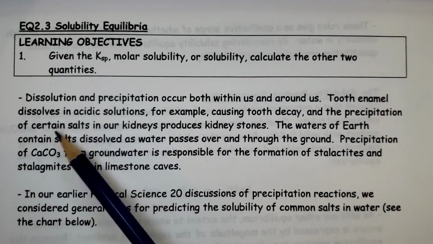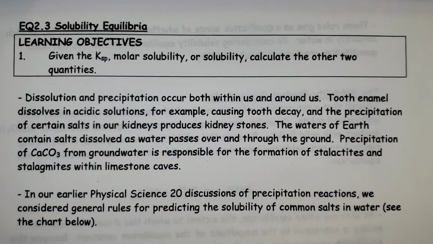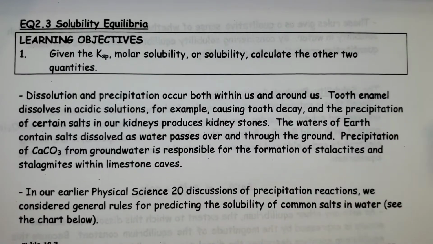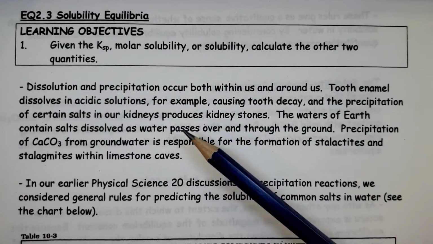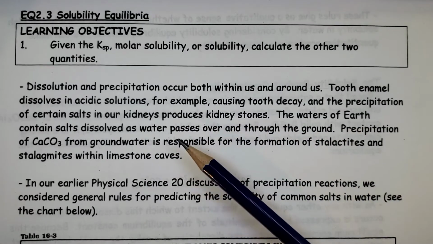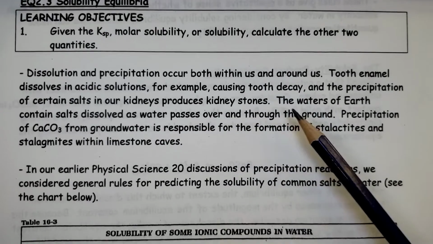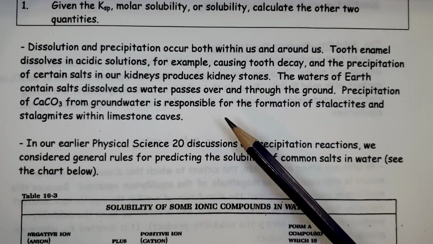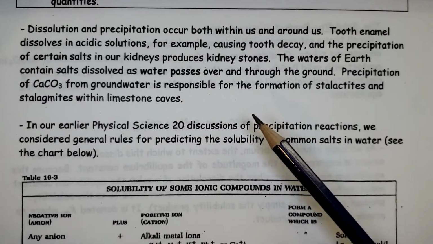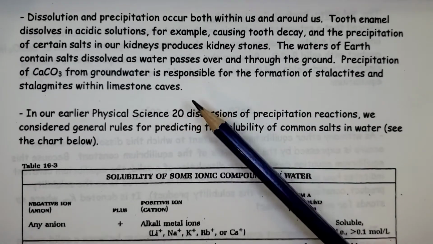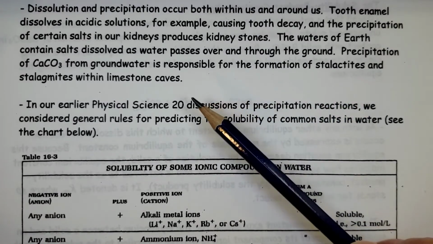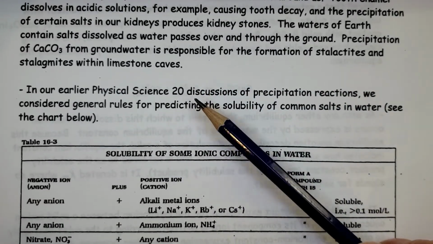So dissolution or dissolving, and precipitating, so going back into a solid, occur both within us and around us. Tooth enamel dissolves in acidic solutions, for example, causing tooth decay, and precipitation of certain salts in our kidneys produces kidney stones. The waters of earth contain salts dissolved as water passes over and through the ground. Precipitation of calcium carbonate from groundwater is responsible for the formation of stalactites and stalagmites within limestone caves.